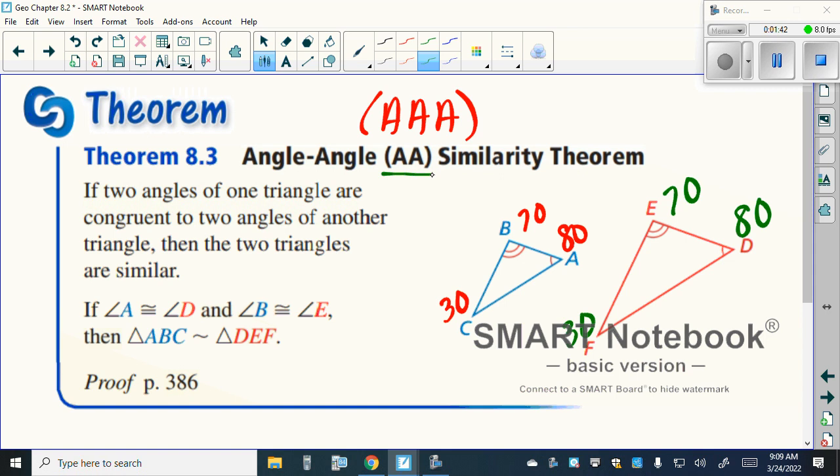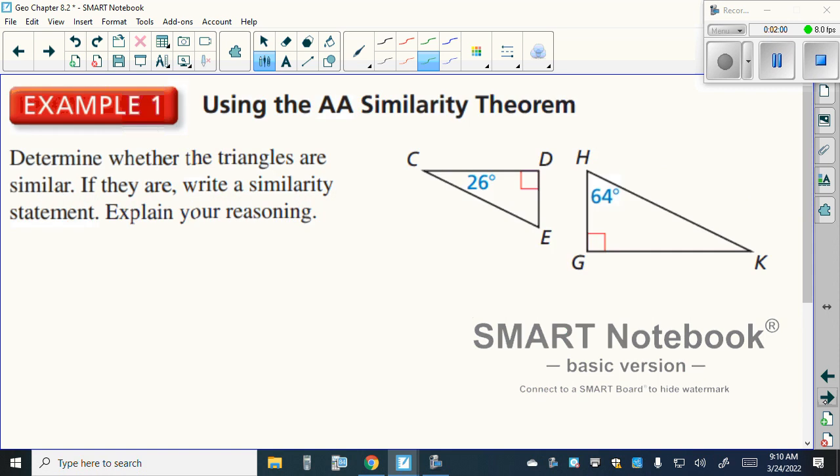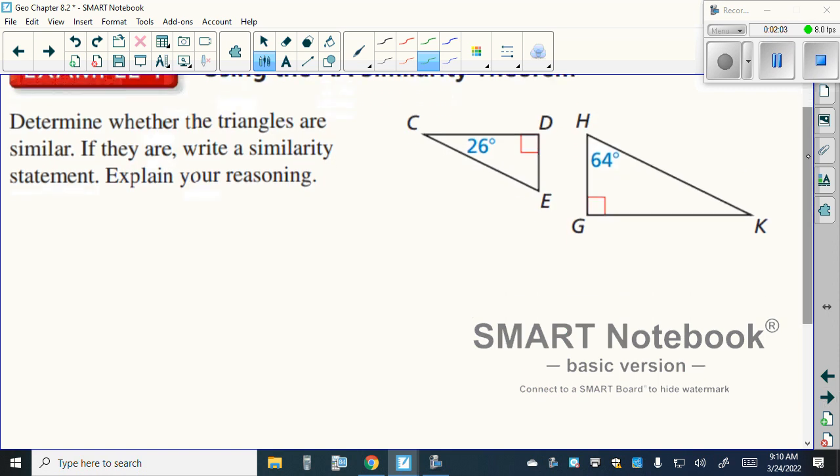So as long as I have two angles in two triangles congruent, we can say that they're similar. We can't say that they're congruent, as we saw with angle congruency when we did that last semester. It didn't work, because the three angles can be the same, but the side lengths aren't connected to each other in any way, shape, or form, because it could be bigger or smaller. So what we're going to be looking at first is determining whether the triangles are similar, and if they are, we want to write a similarity statement.